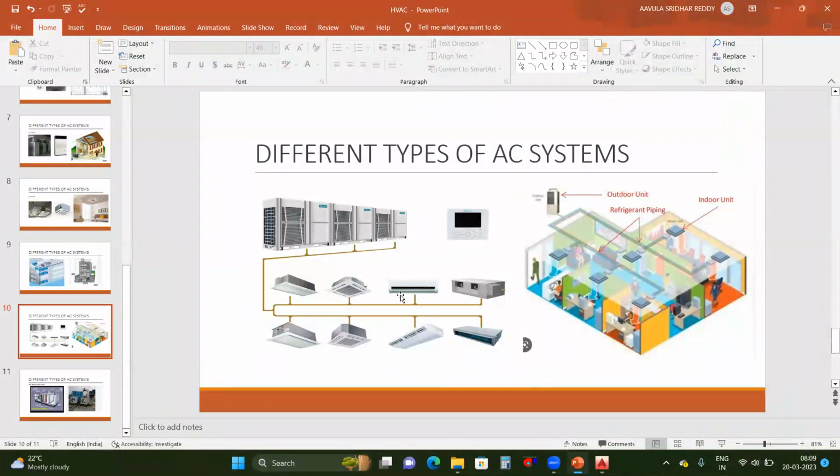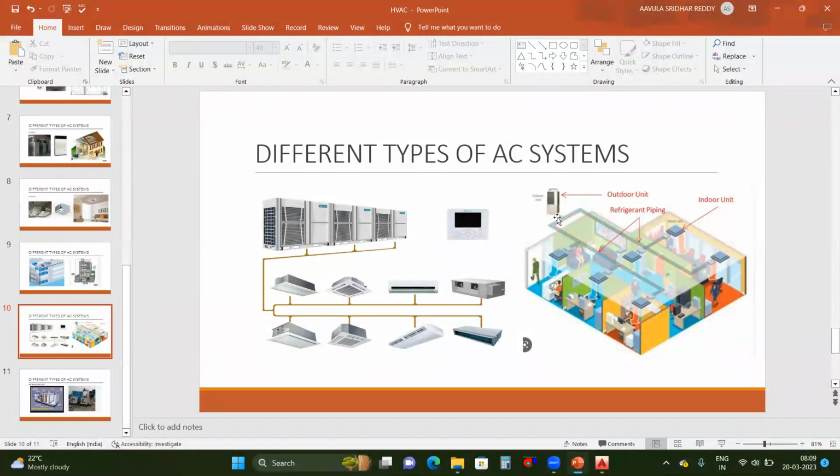Only one outdoor will come, and it also has the advantage of detecting the temperature inside the room, and it will sense and allow the flow to regulate. So that's why we call it a variable refrigerant flow, VRF system. Okay. So you can see the right side image. This is the outdoor unit. Only one outdoor unit we have placed, and we have connected all indoor units. Consider these as indoor units, like cassette ACs here.